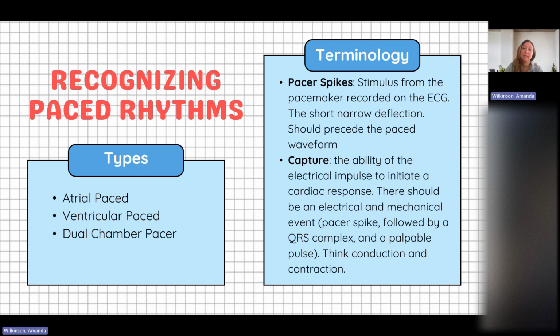So we want to think of it as a conduction. The impulse is delivered, and contraction, the heart responds. So if you see pacer spikes without a QRS or the patient has no pulse, that's a loss of capture and that is an emergency. And we will get into that as well.